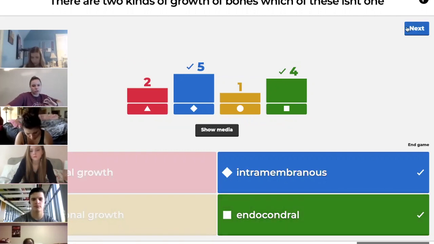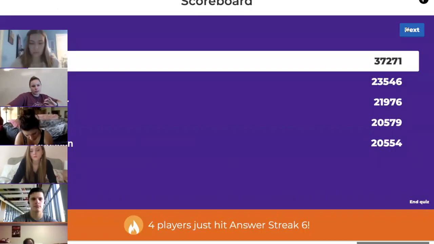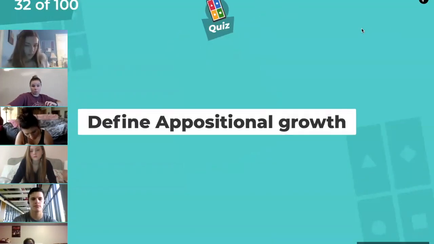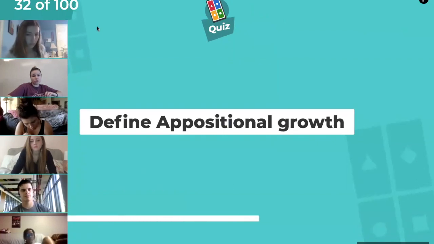Let's deal with cartilage. Define appositional growth.